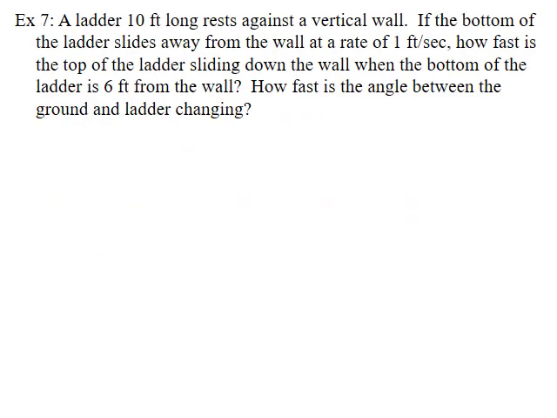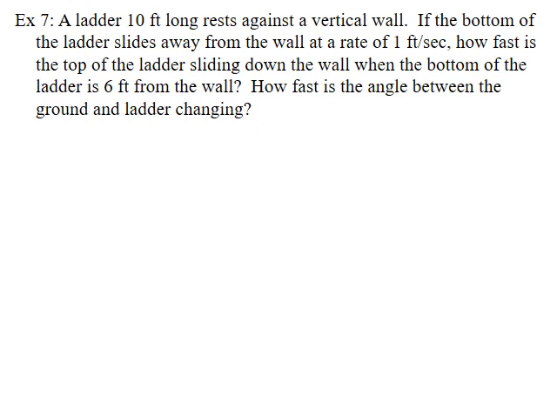All right, so now we're on to that ladder problem. So I believe this is going to wrap up this first section, unless I'm forgetting about a problem that I put in here. But example number 7 says a ladder 10 feet long rests against a vertical wall. If the bottom of the ladder slides away from the wall at a rate of 1 foot per second, how fast is the top of the ladder sliding down the wall when the bottom of the ladder is 6 feet from the wall? Then part B, how fast is the angle between the ground and the ladder changing?